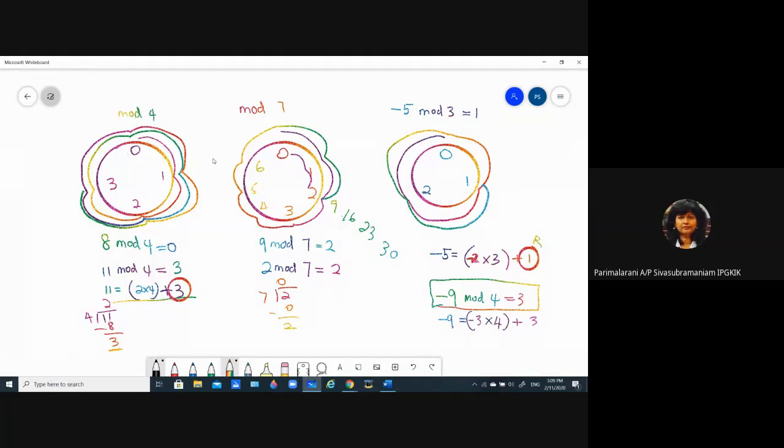Or you can draw the clock face here. You want mod 4, so 0, 1, 2, 3. Mod 4 means you must stop at 3 here. Mod 5 means stop at 4. So we want negative 9. This is 9, but it's negative, so go the other way. 1, 2, 3, 4, 5, 6, 7, 8, 9. So we have stopped at 3. So your answer is 3. Okay, so far, can you understand this? Yes. Everybody can? Okay.